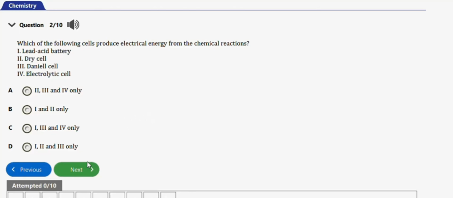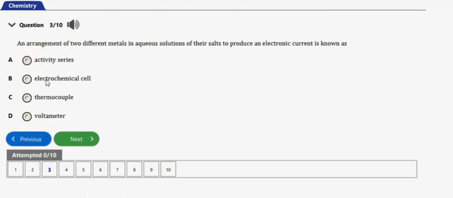The next question with this one, it says an arrangement of two different metals in aqueous solutions of their salts to produce an electric current is known as, we have activity series, electrochemical cell, thermocouple, voltmeter. The right option is option B, electrochemical cell. Okay, so that's it for this question.